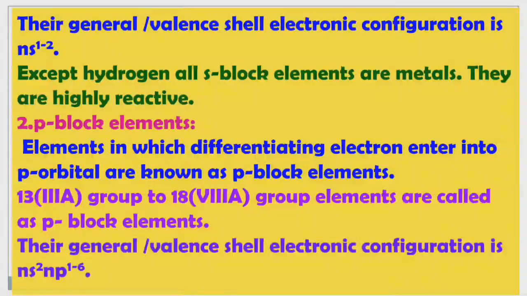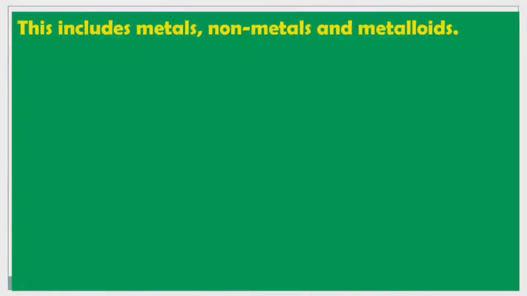Their general valence shell electronic configuration is ns2np1 to 6. This includes metals, non-metals and metalloids. In the p block we can observe some metals, some non-metals and some metalloids. For example, aluminum is a metal, fluorine is a non-metal and germanium is a metalloid.